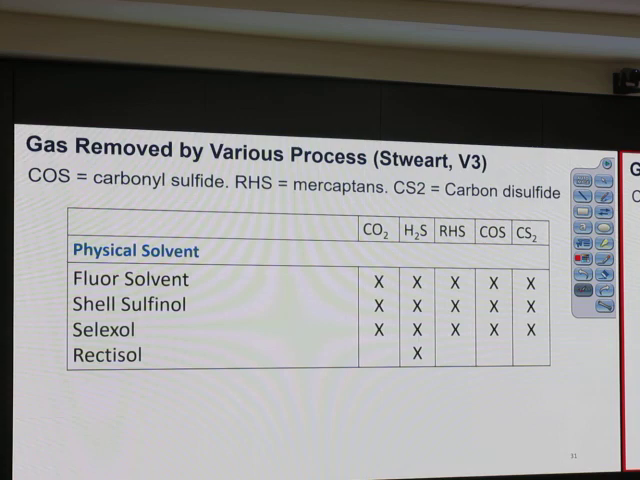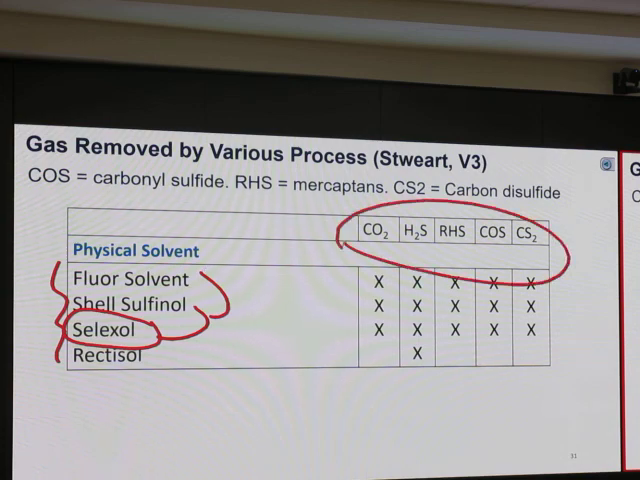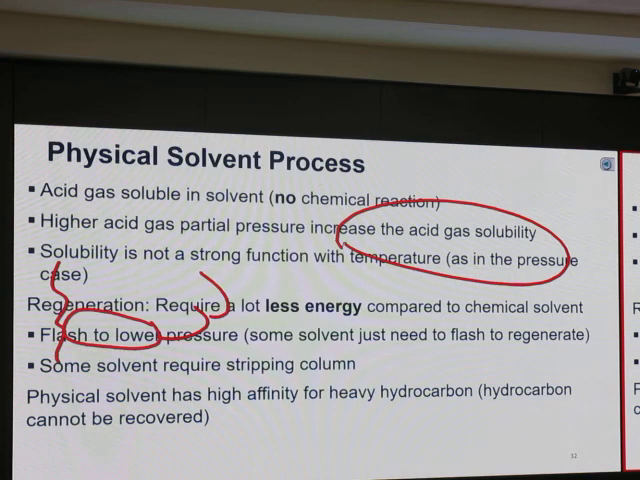Physical solvent is different than chemical solvent. It works in a different way. We have several of them. Your job is to tell me what they use in a gas plant. I believe they use Selexol. This is the name of the solvent, a trade name. They use it to remove acid gas. This is a physical solvent.